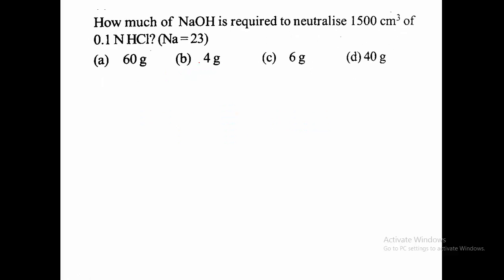Next one, how much of NaOH is required to neutralize 1500 cm³ of 0.1 N HCl? And atomic mass of sodium is 23. ಈಗ 0.1 N HCl ಎಷ್ಟು ತೊಗೊಂಡಿದ್ದೀವಿ, 1500 ml ತೊಗೊಂಡಿದ್ದೀವಿ. ಅಷ್ಟನ್ನು ನ್ಯೂಟ್ರಲೈಸ್ ಮಾಡ್ಬೇಕಂದ್ರೆ ಎಷ್ಟು ಗ್ರಾಮ್ NaOH ಬೇಕಾಗುತ್ತೆ ಅದನ್ನು ಫೈಂಡ್ ಔಟ್ ಮಾಡಬೇಕು.